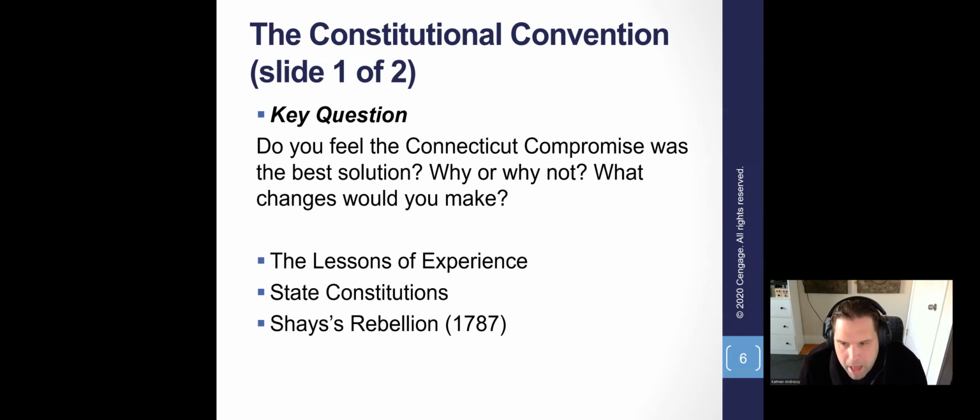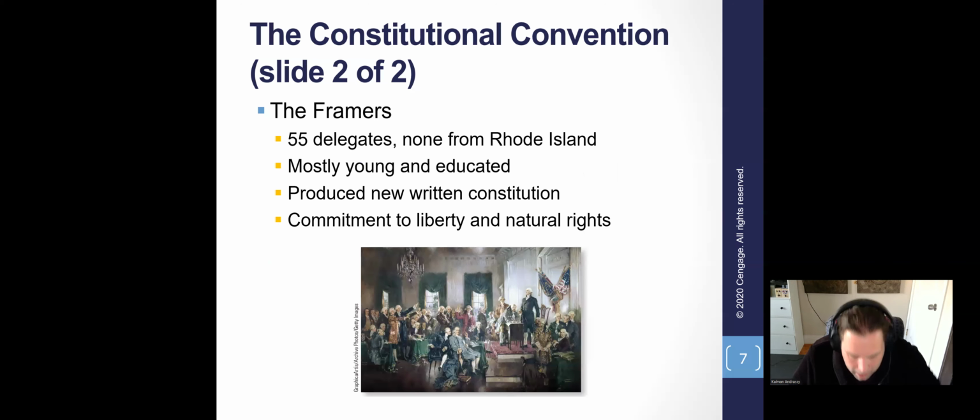You had Shays' Rebellion in 1787, which threatened to potentially undermine the entire system, and again called for there to be a new system of government put together. Simply, like I said, because the Articles of Confederation were not serving to create a government that was going to last for any significant amount of time.